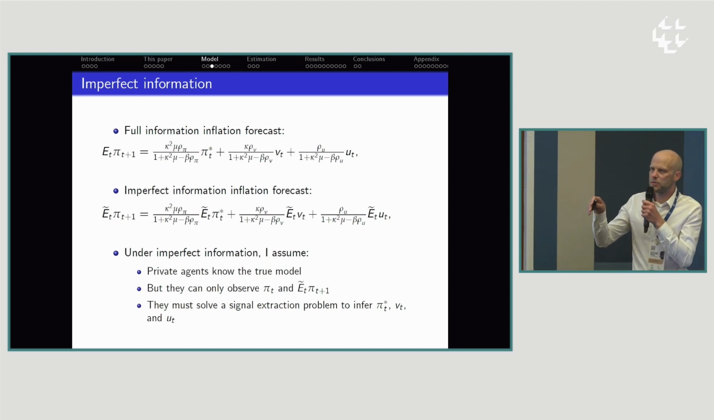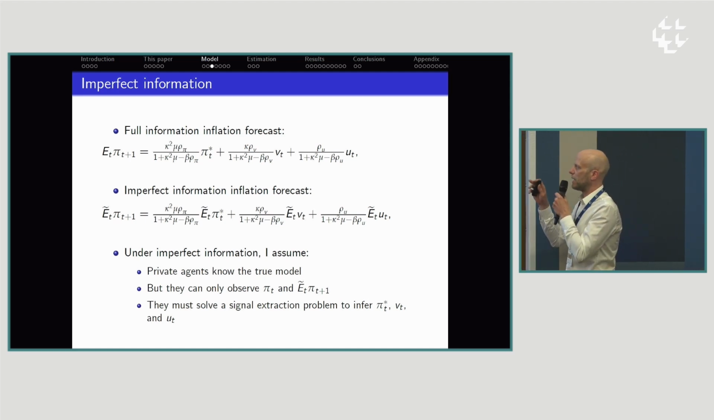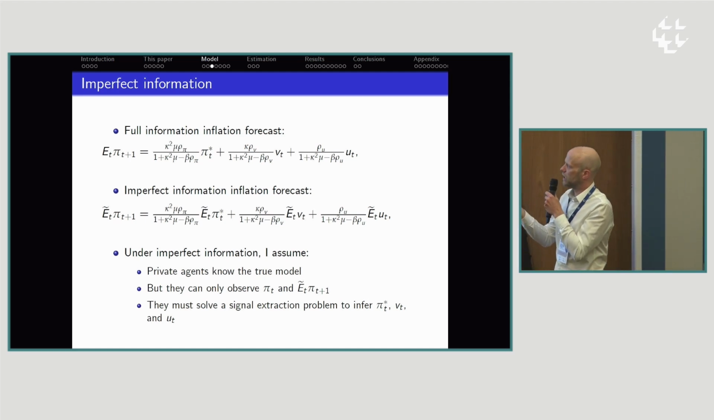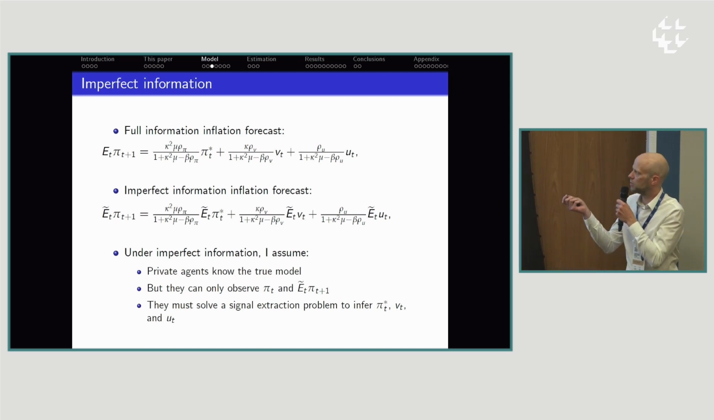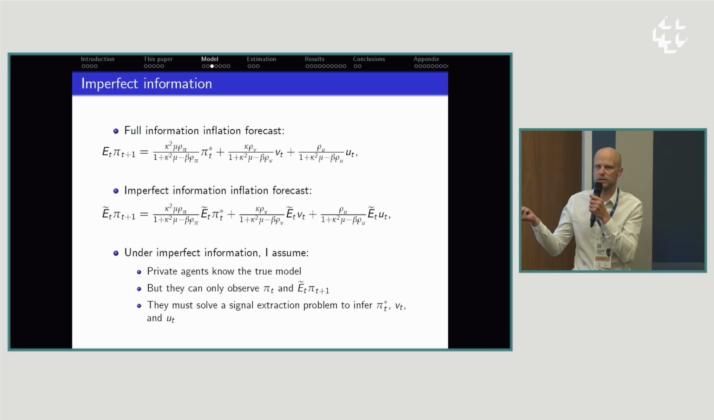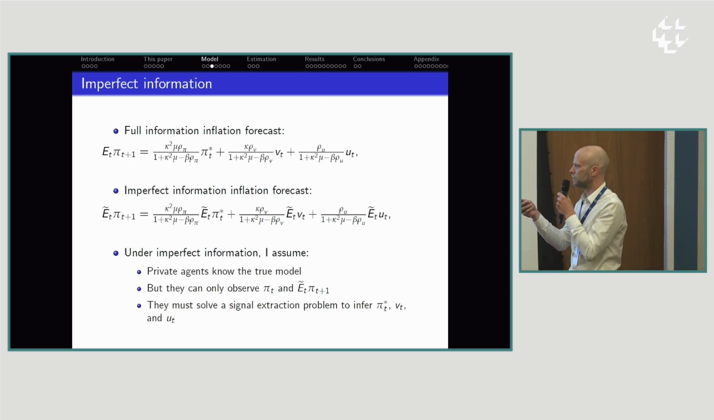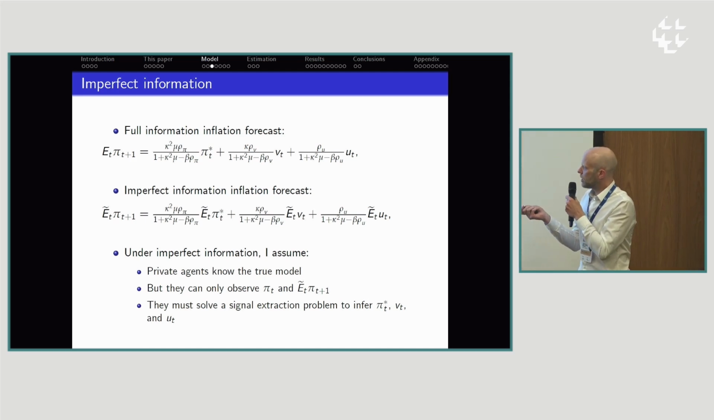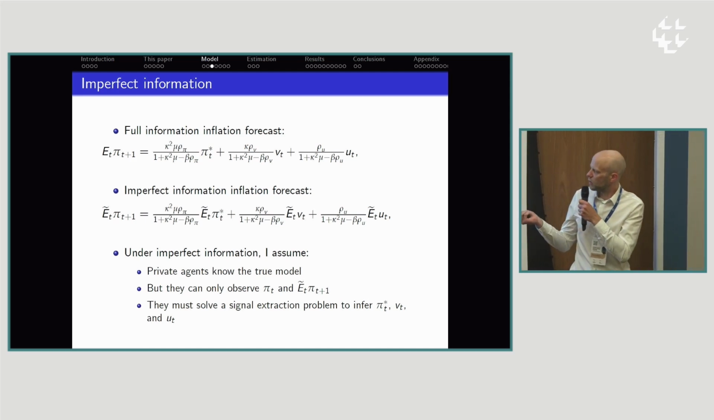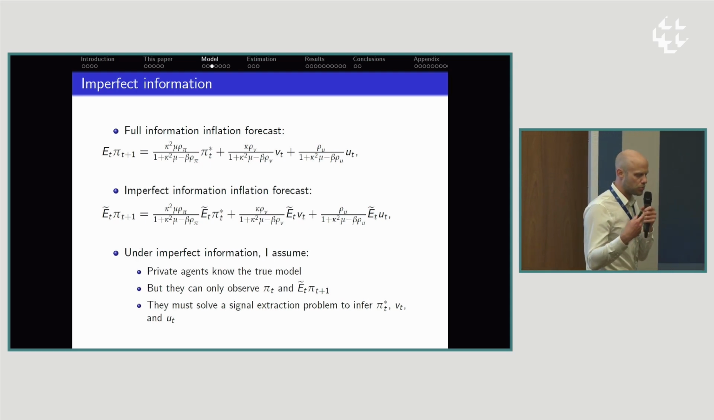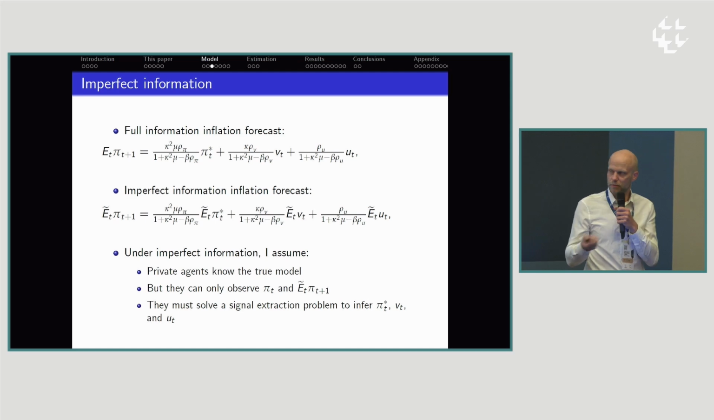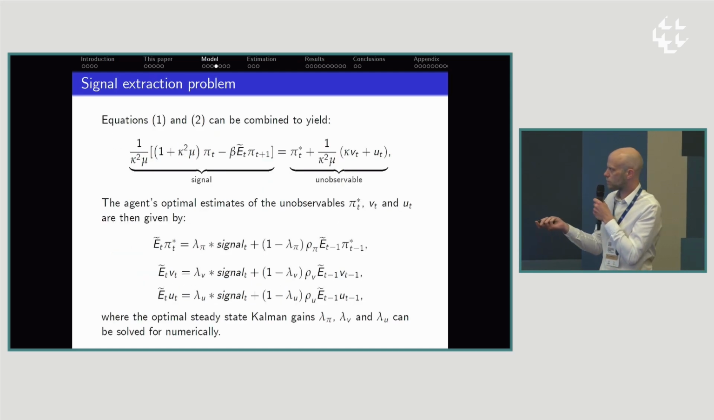In the imperfect information model, I'm going to assume that people can't observe those shocks, so they have to estimate the inflation target and the demand shock and the supply shock, and then base their forecast in a rational way on those estimates. So they know the true model, but they can only observe inflation and of course their own inflation forecast, and then they have to solve a signal extraction problem to infer these 3 state variables.